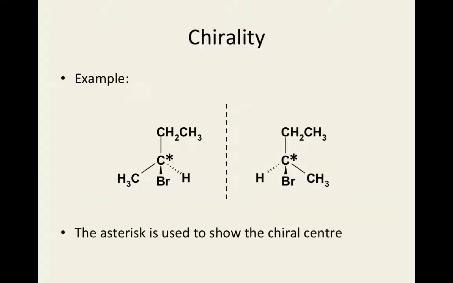Here's an example of a real molecule, 2-bromobutane, which exists as 2 enantiomers. We can identify the chiral centre in 2-bromobutane, and the convention is to mark it with an asterisk, as shown.